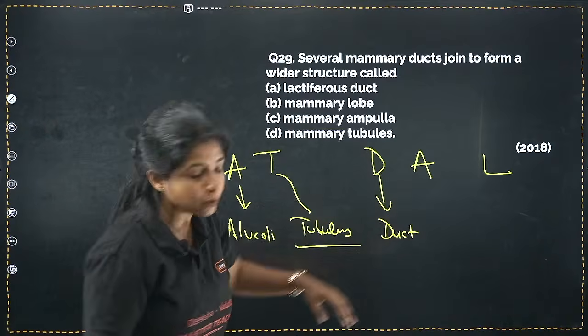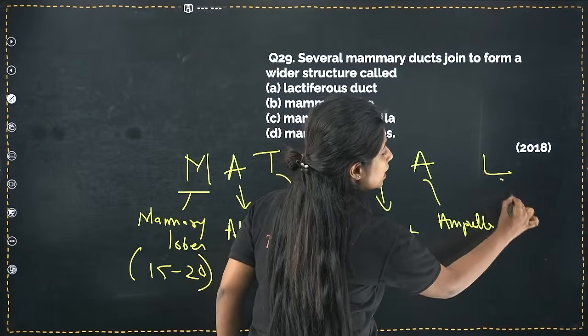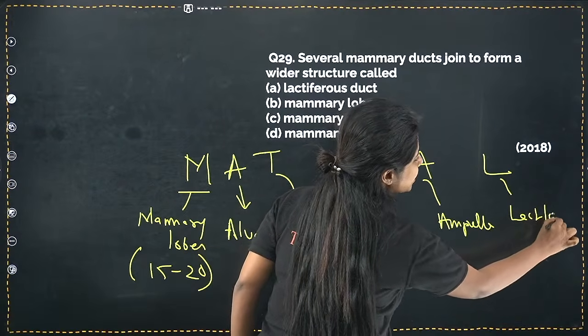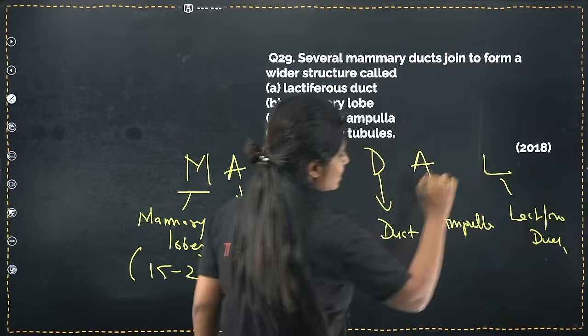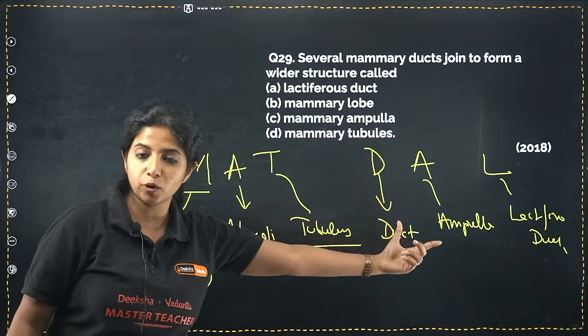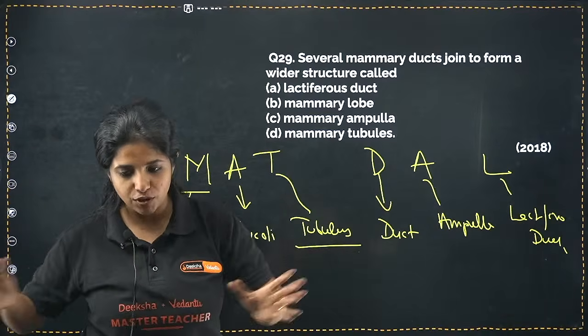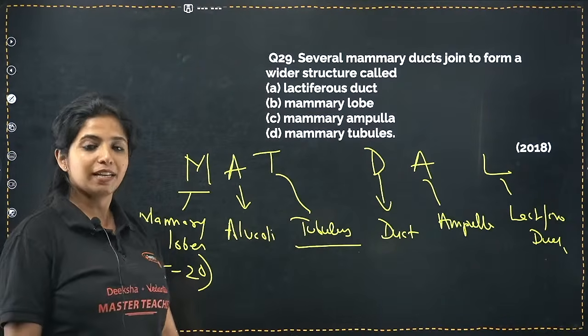The ducts which are there, they are going to join together to form what? Ampulla. The ampulla which is there, they will open into what? Lactiferous duct. This is how I remember. So how do I remember ampulla? A for alveoli over here, A for ampulla over there. Ampulla, lactiferous, all of them lactiferous. So you can remember like that. Okay. So please remember like this.